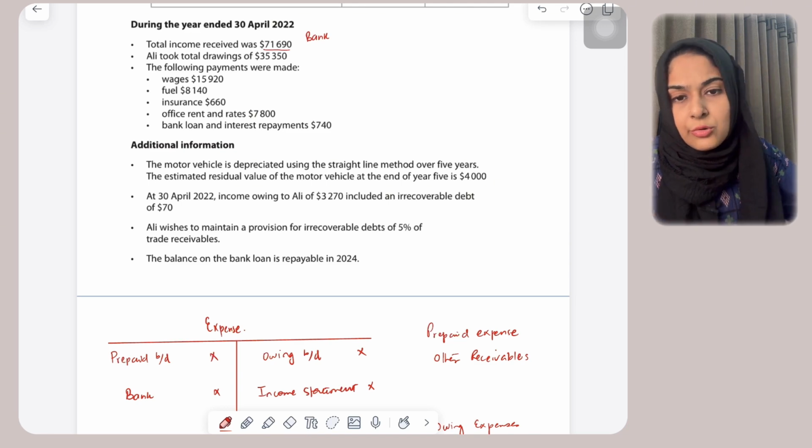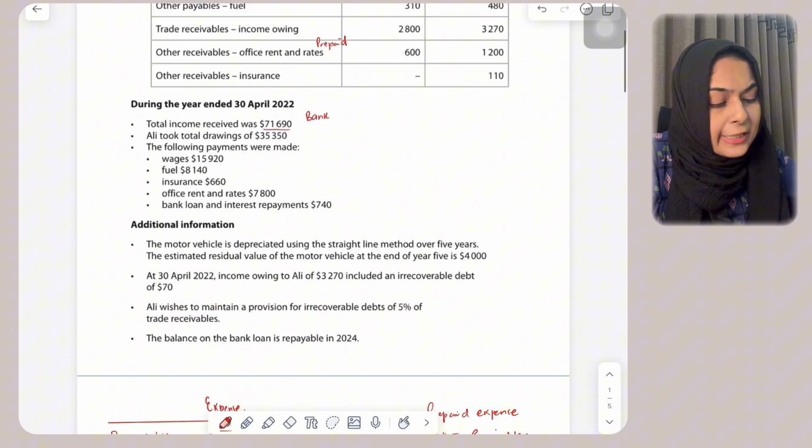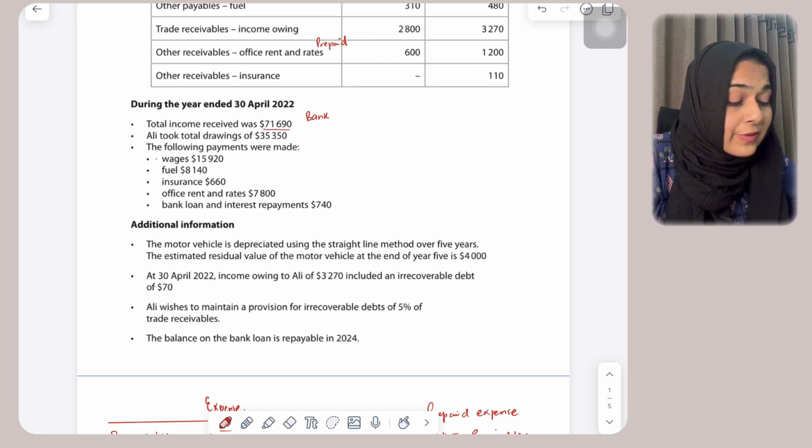Cash drawings don't go in the income statement. Then they're saying the following payments were made. For wages, we have paid 15,920. For fuel, we have paid 8,140. So basically, I need to make T accounts for all these four expenses here, which is very important.